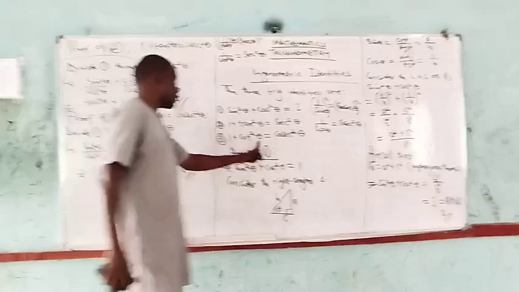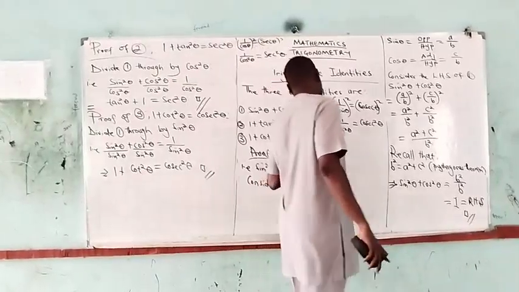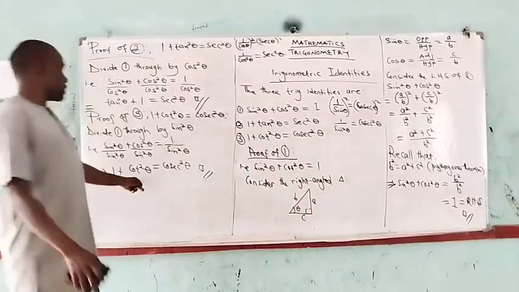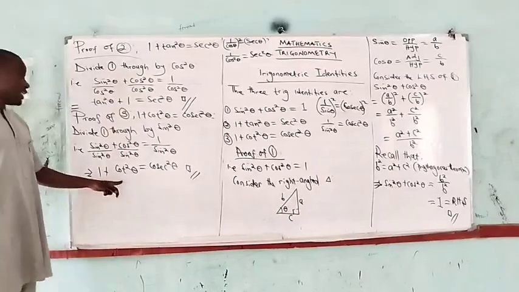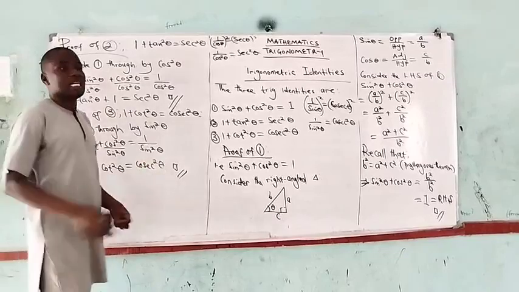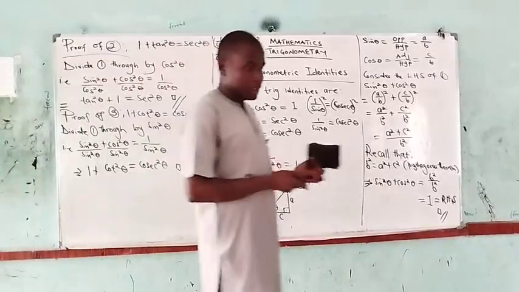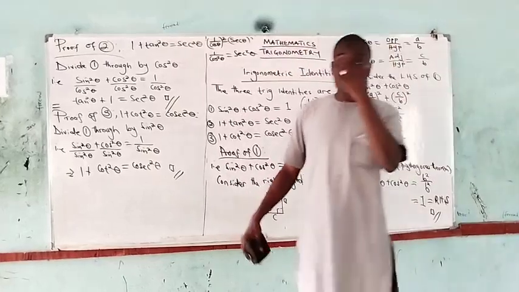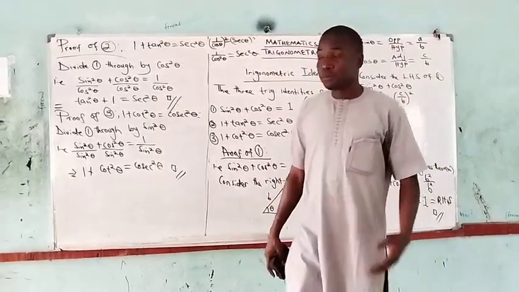We have seen that 1 plus cot square theta is equal to cosec square theta, and that is how we prove it. So this is how we covered the three trigonometric identities, and we proved each of them.